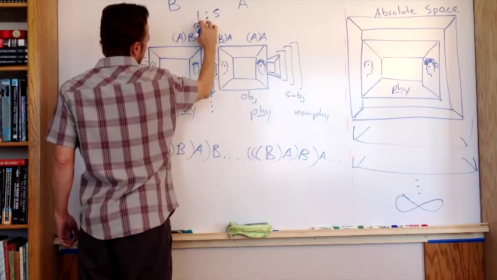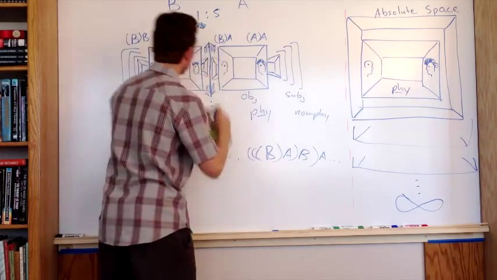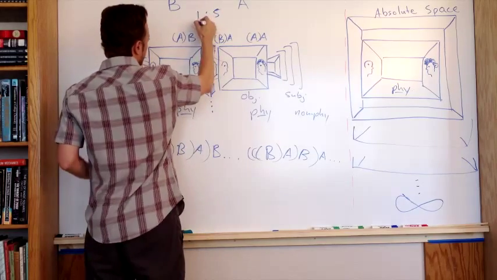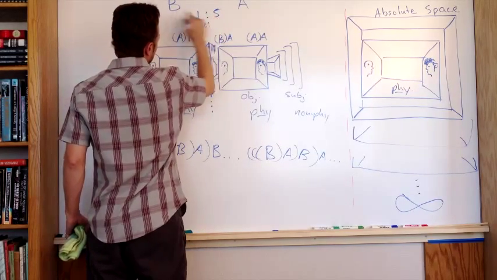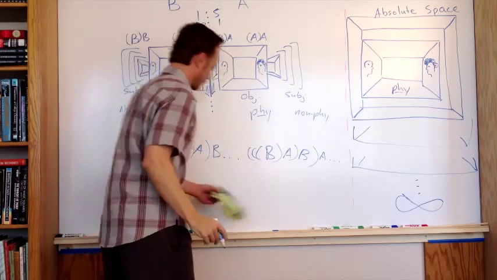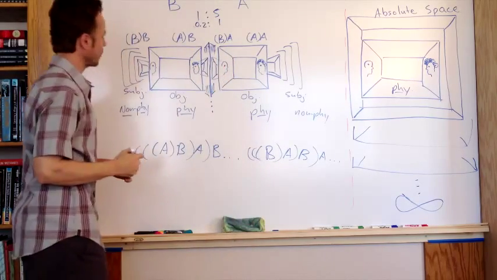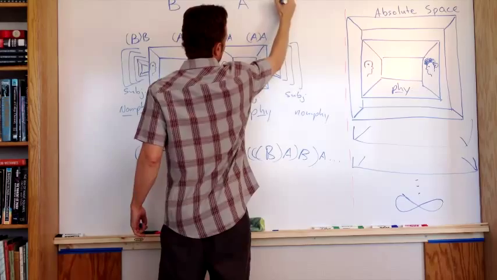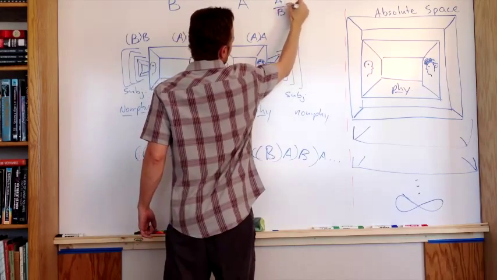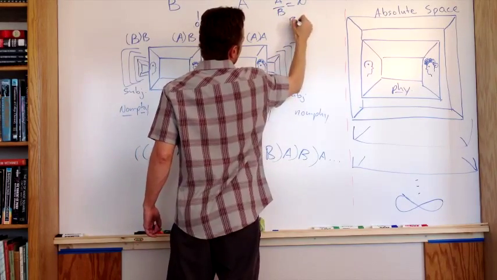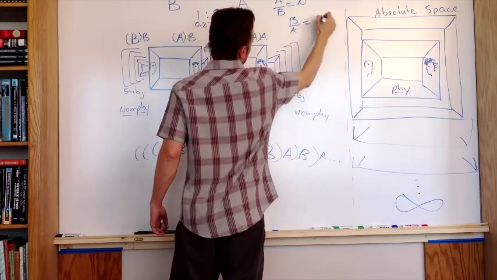0.2, let me make that a little clearer. For every 0.2 minutes B experienced, A experienced 1 minute. And again, that was A over B equals N, and B over A equals U.